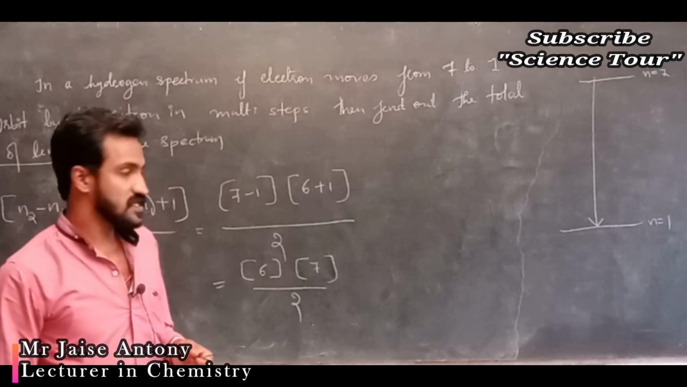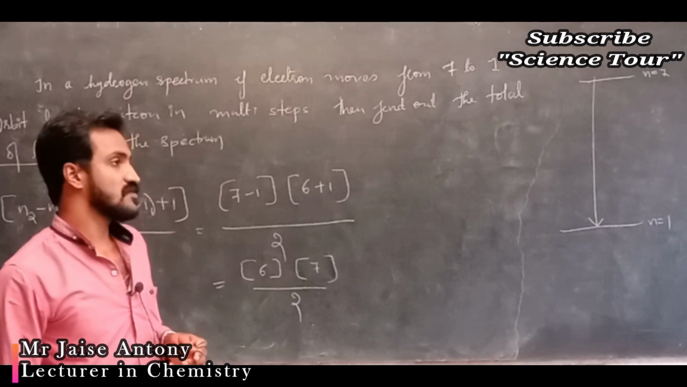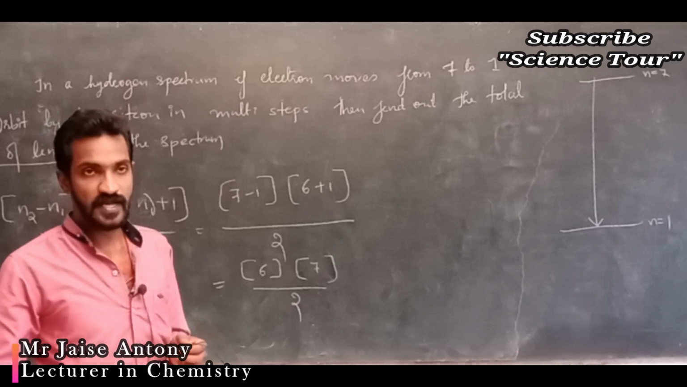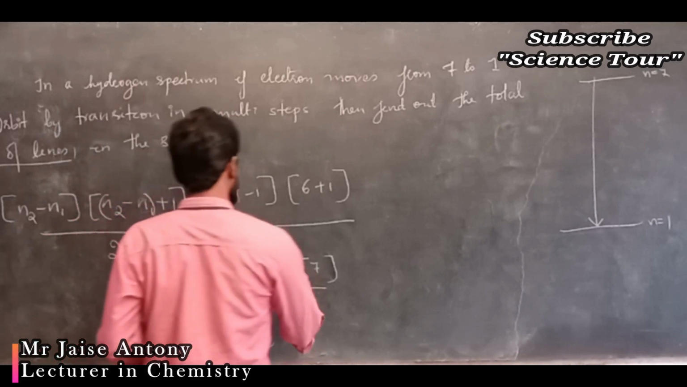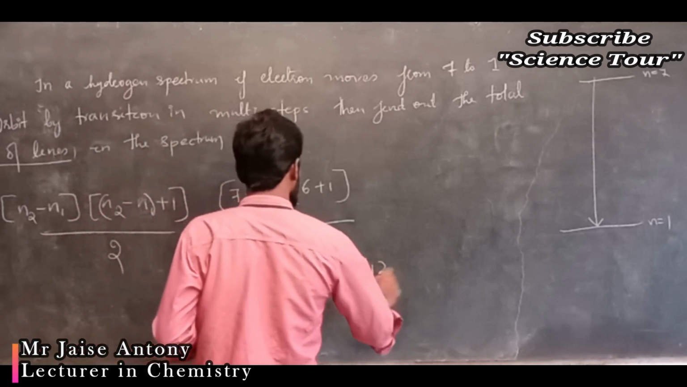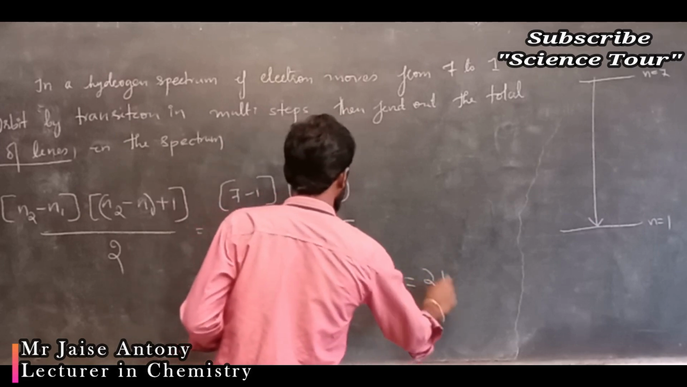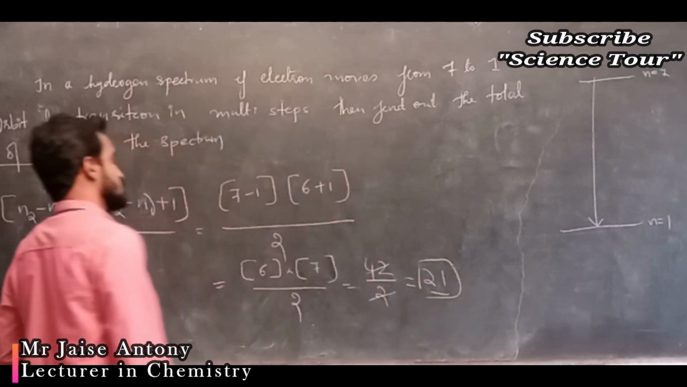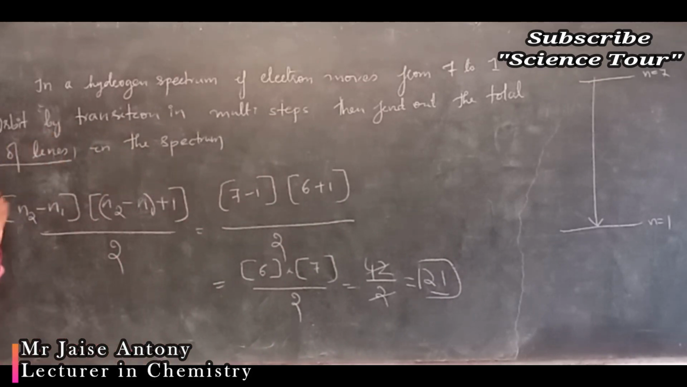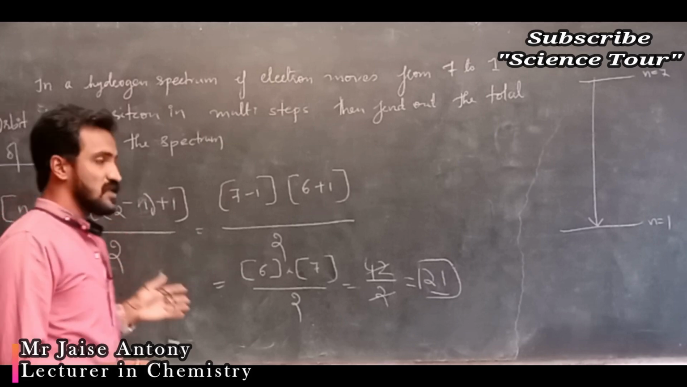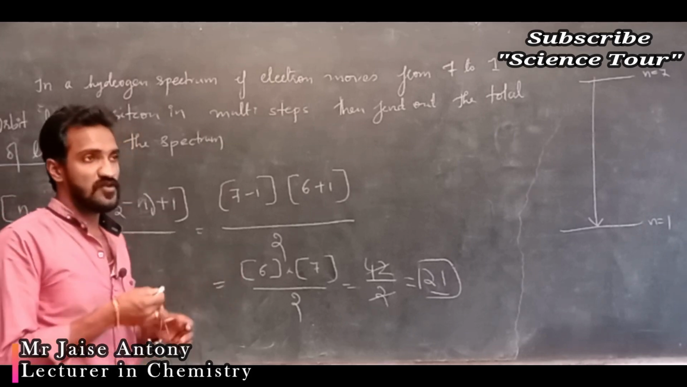What's the answer, my dear students? 6 sevens are 42, divided by 2, that is 21 lines. So this is the formula to find out the lines. If he asks which are the lines, this is actually the simplest method of finding. Otherwise you have to do the calculation.